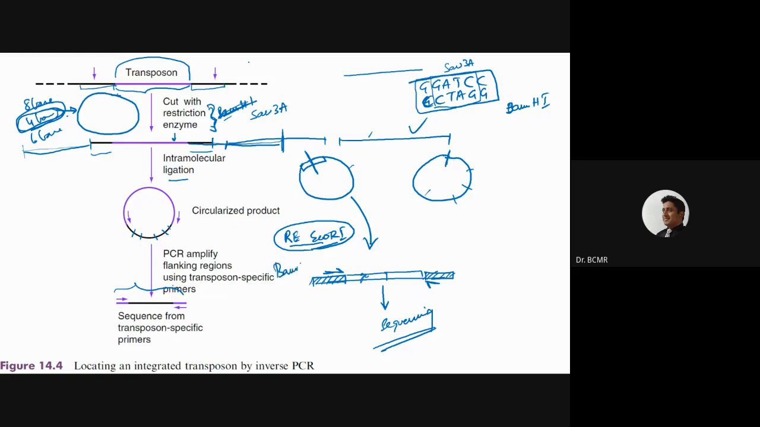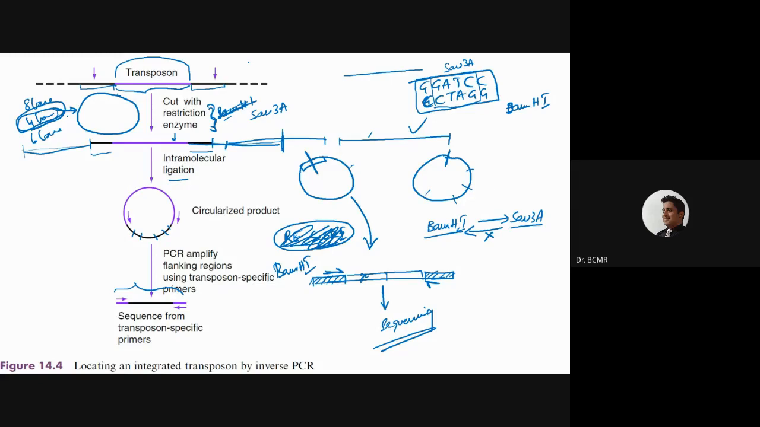Why am I doing that? Say I've changed the restriction endonucleases. Now you can try to tell me; you have to think in that way. All BamHI sites will be cut by Sau3A, but not all Sau3A sites will be cut by BamHI. The reverse is not necessarily true, isn't it?